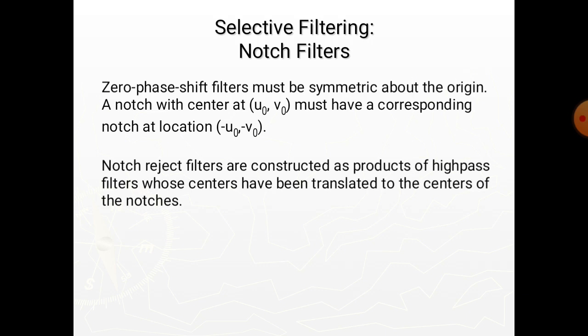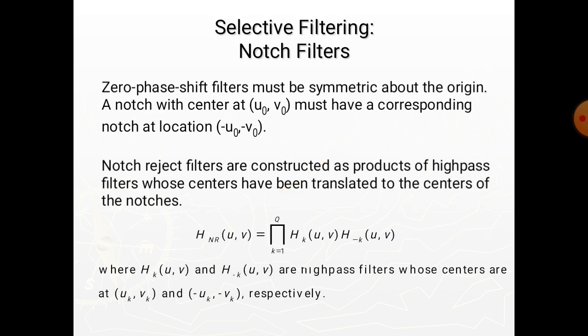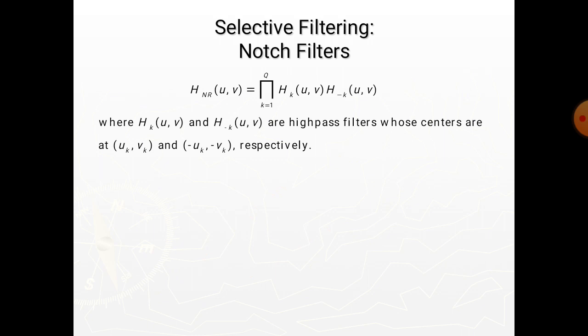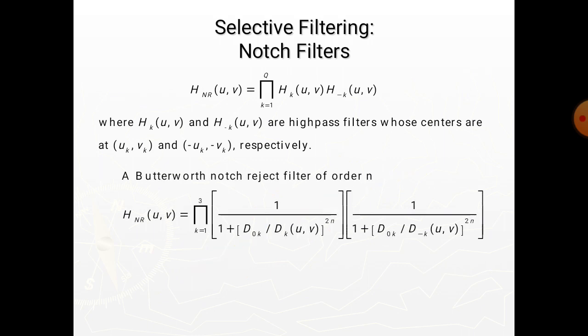The general form is H_NR(u,v) equal to the product for k equal to 1 to Q of H_k(u,v) into H_minus k(u,v), where H_k(u,v) and H_minus k(u,v) are high pass filters whose centers are at (u_k, v_k) and (minus u_k, minus v_k) respectively. So these centers are specified with respect to the center of the frequency rectangle, here M by 2 and N by 2, which are the frequency rectangle.